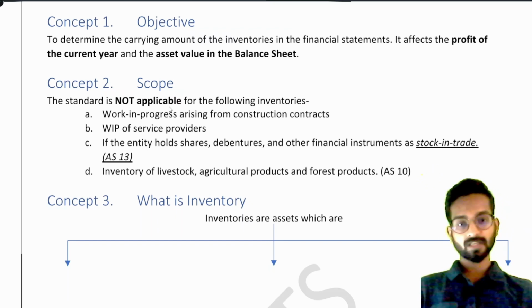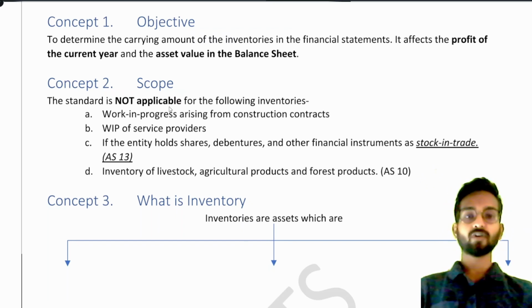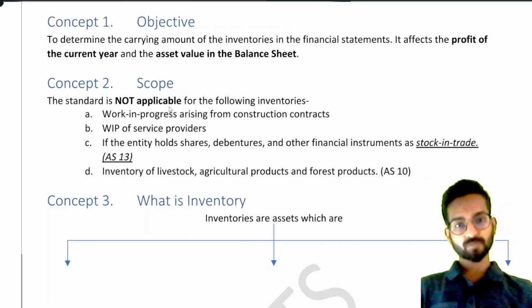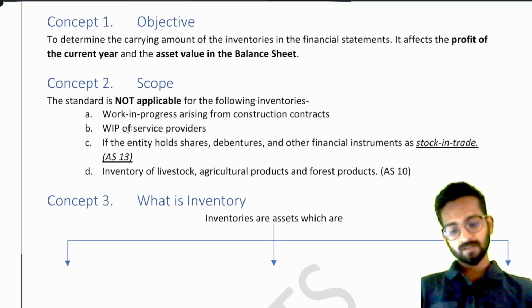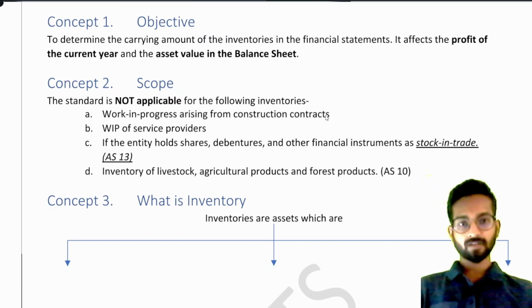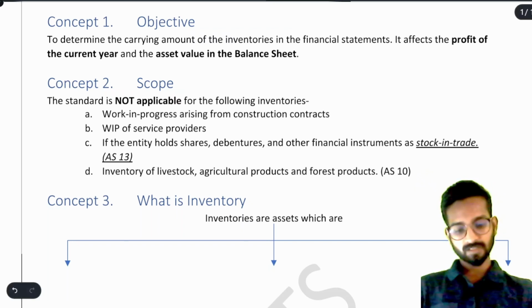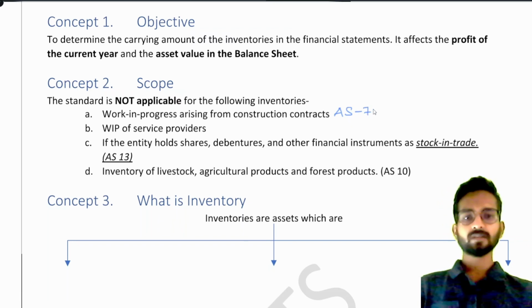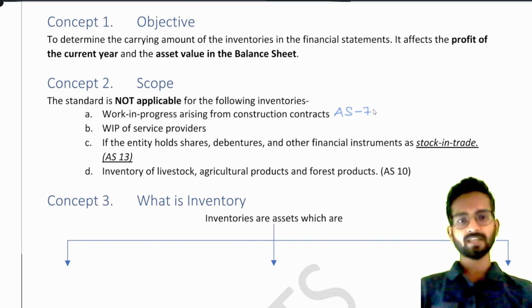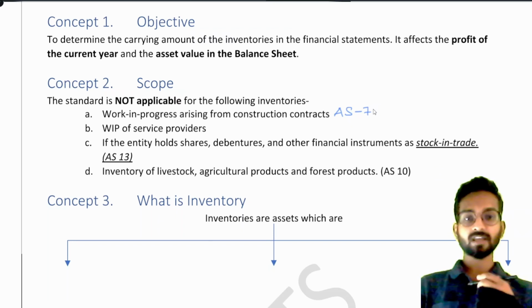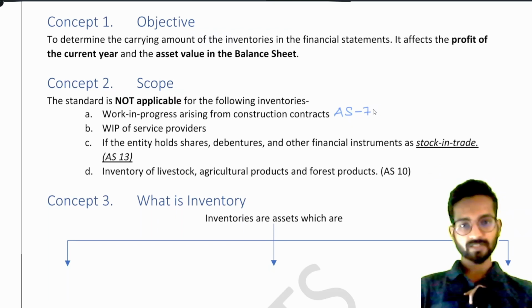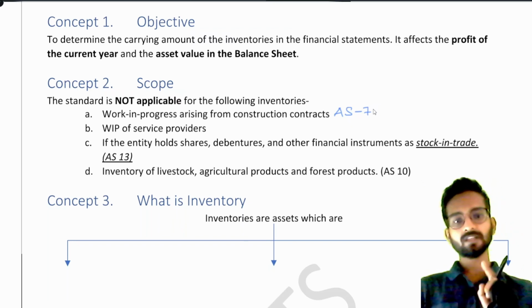Whenever I say it is not applicable for them, it means we already have another accounting standard for those particular things, or there is some explanation already given. Now see, work in progress arising from construction contracts. Why is it not under AS 2? Because we cover this under Accounting Standard 7. Construction contract means suppose we are in the business of constructing buildings, flats. Suppose as on 31st March, the flat we are constructing is only 70% done, 80% done. So how much value do you have to write? All this Accounting Standard 2 will not cover. We have to deal with it in Accounting Standard 7.